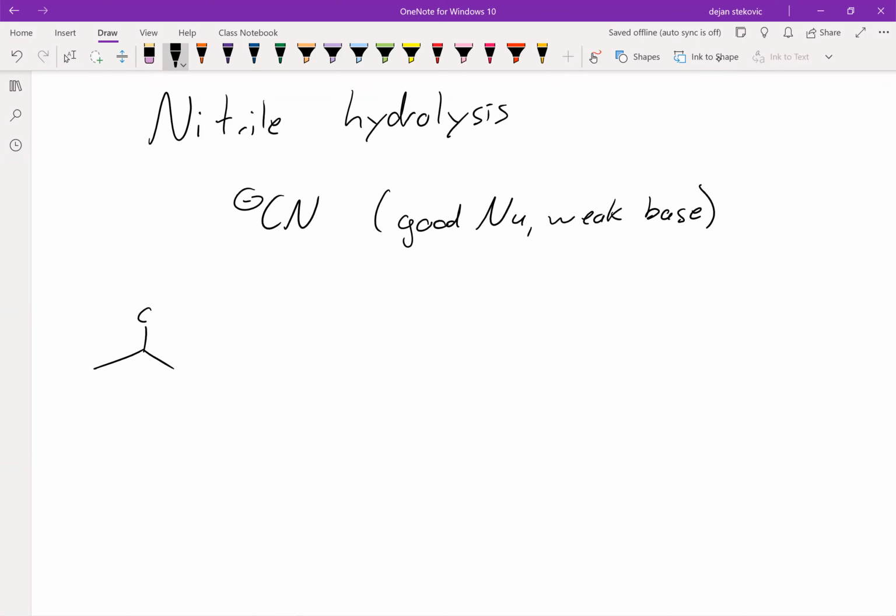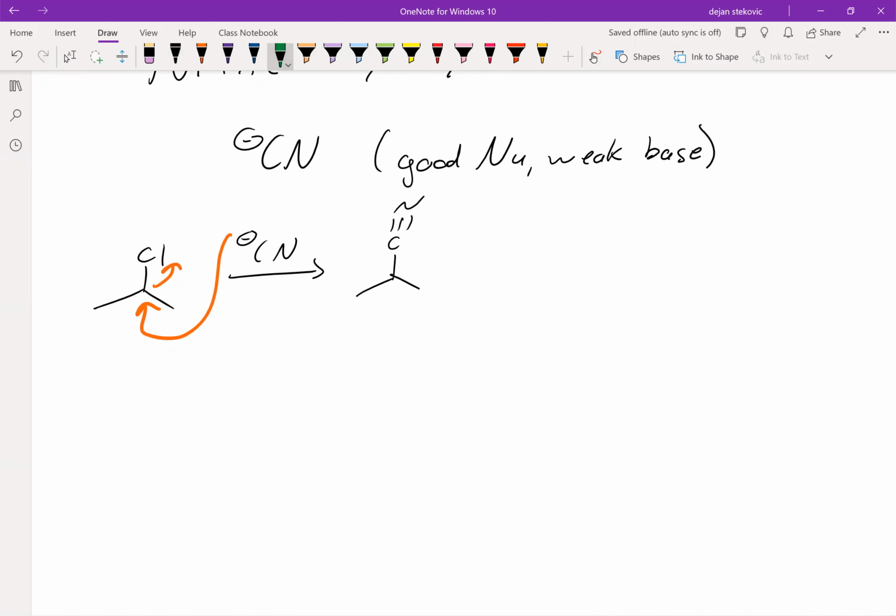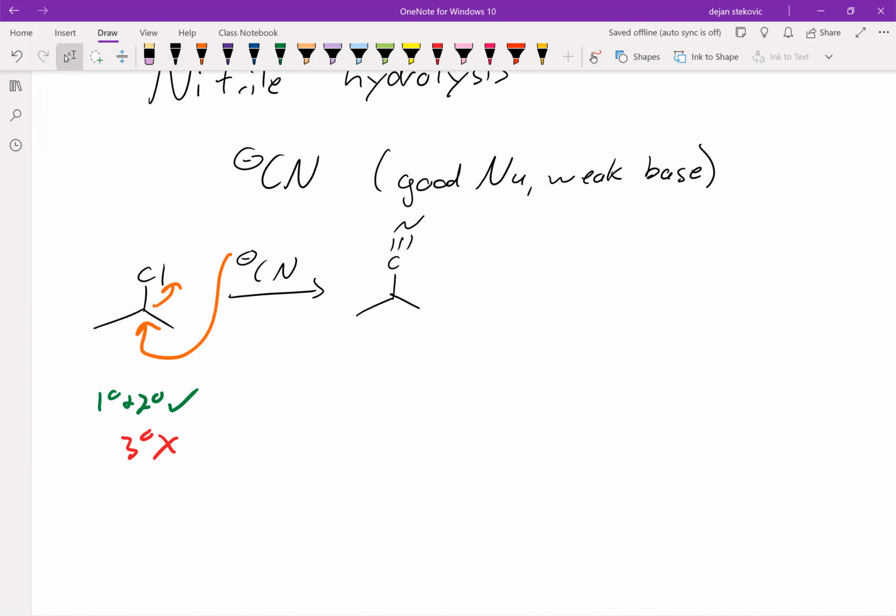So for example, you can have a secondary alkyl halide, and if you add some cyanide to it, usually sodium cyanide, it'll just do an SN2 reaction. But it is an SN2 reaction, so primary and secondary, okay. Tertiary, no good, right? Even though it's a weak base, it still can't do tertiary SN2 reactions.